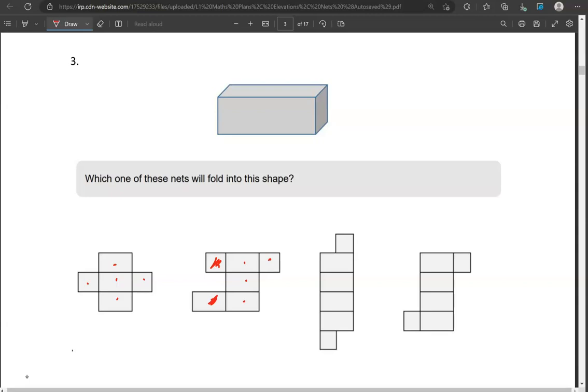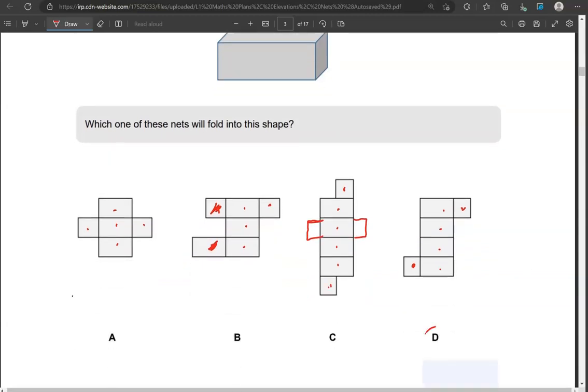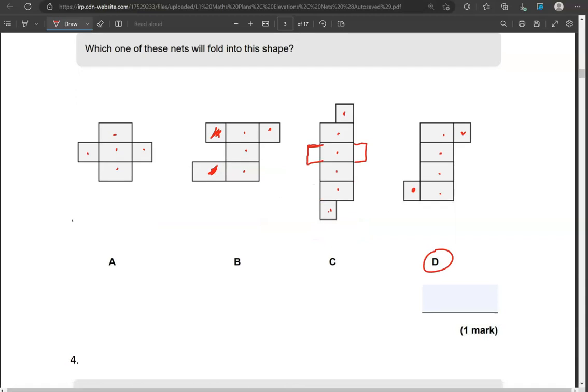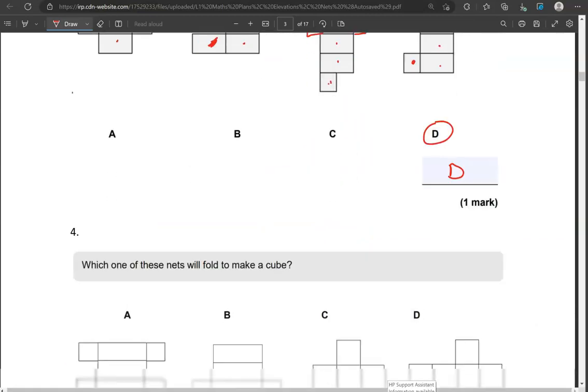Looking at the third one, we've got 1, 2, 3, 4, 5, 6, but then again, there is nothing on the side. Looking at the last one, we've got 1, 2, 3, 4, 5, 6, and you've got 2 on the side. So when formed, this will make a cuboid. So option D is the correct one.